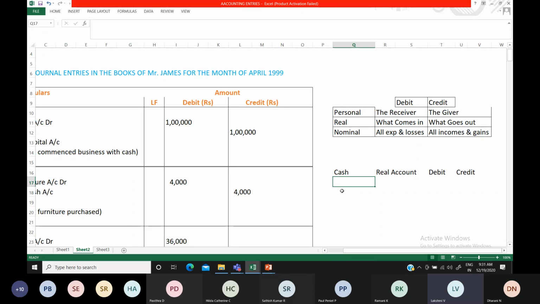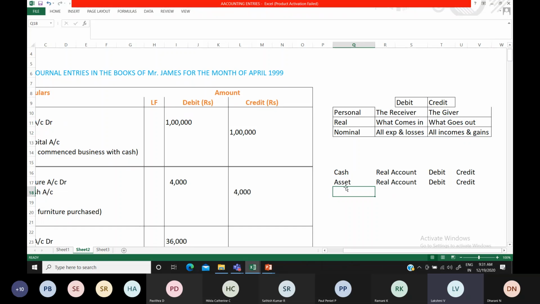And moving to the next, whatever assets are given to you. It can be plant and machinery, or furniture, or land and building, whatever kinds of assets are given to you, it will also come under the real account. Again, I cannot say whether it will come under debit or credit. It depends.